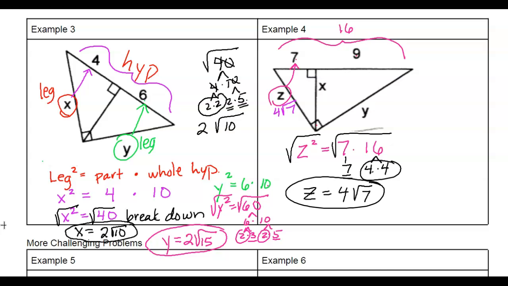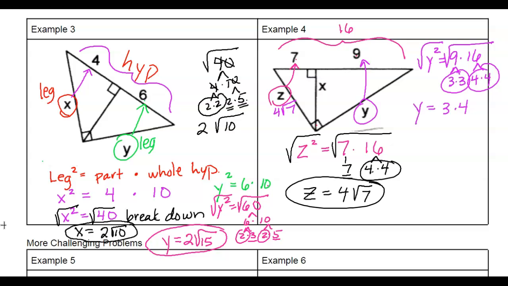We can do the same thing for y. So y is a leg. So y squared, leg squared, equals the part times the whole is 16. So we're going to take a square root. So 9 is 3 times 3, 16 is 4 times 4. So 3 is a double and 4 is a double. That means they both come out and there's nothing left on the inside. So y equals, we'll multiply them back together, so y is 12.